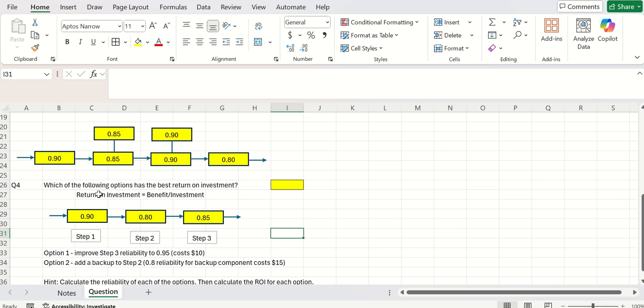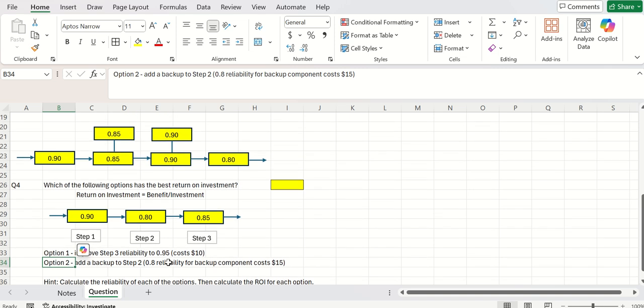Adding cost goes into this idea of a return on investment. How much benefit for each one of the investments that we put into the system. In this one, I want you to consider 2 different options. Option 1, improve the reliability of step 3 from 0.85 to 0.95. That cost is $10. I want you to compare that to option 2. Option 2 is to add a backup to step 2. All right, so it's to add another component. The component's going to have a reliability of 0.8, and it will cost $15.